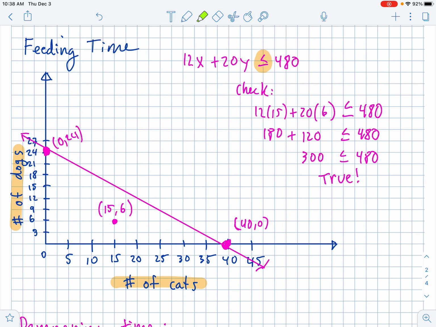So what that means is that you would shade on this underside of the line, because you tested a point in that zone and it was true. So you shade all of that. That means any point in this zone is going to give you a true inequality, and any point over here is going to give you a false inequality. Also, points on the line will also work because it's a less than or equal to. So these are all true as well. But anything over would give you a false.